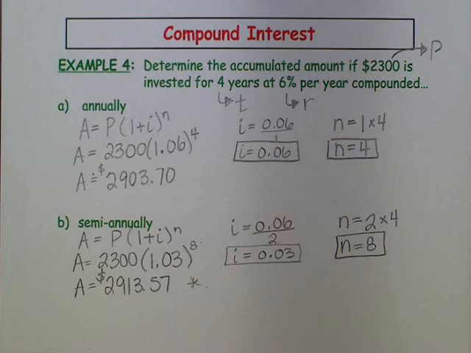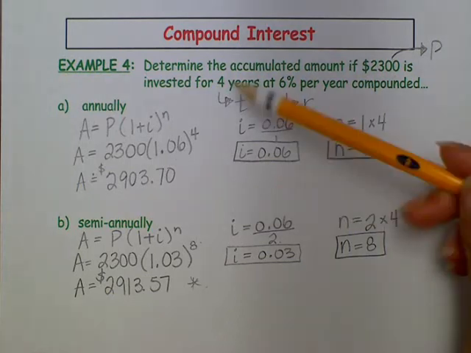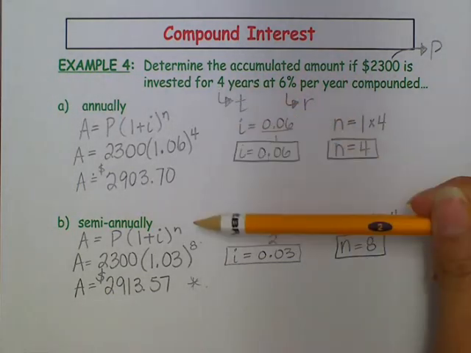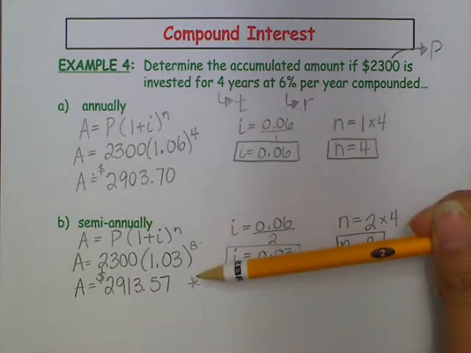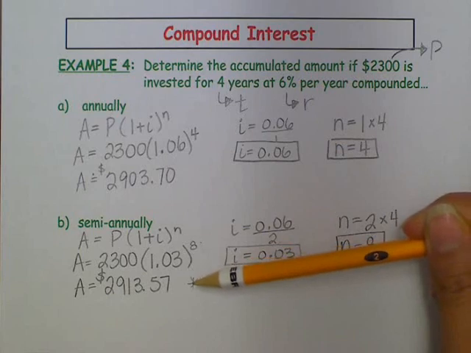Okay, so in example 4 we looked at interest being compounded annually and semi-annually. So the last two parts of the example look at interest being compounded on a quarterly and monthly basis. So far what we noticed is that when you change the compounding period from annual to semi-annual, the accumulated amount over time actually increases.